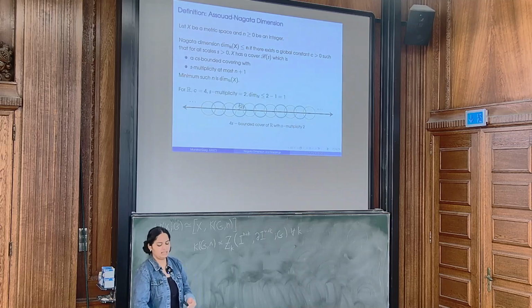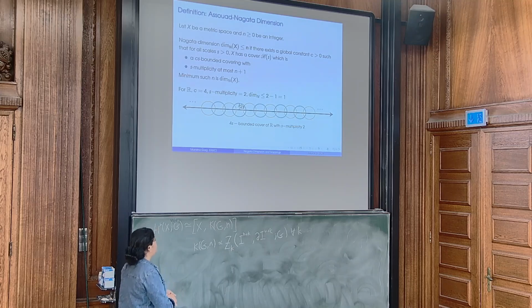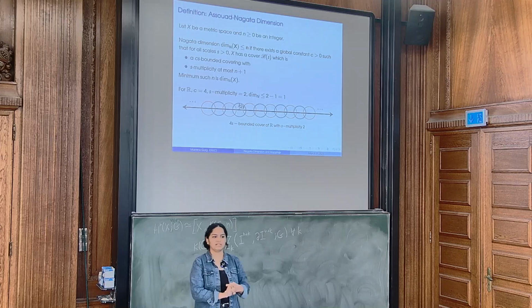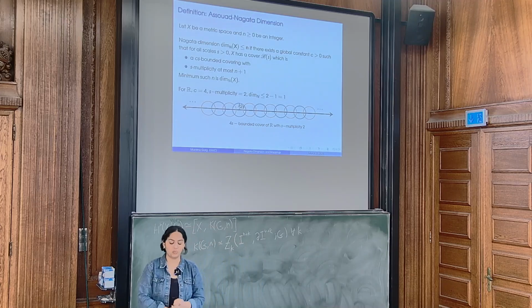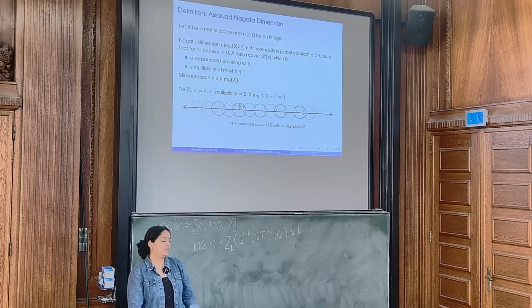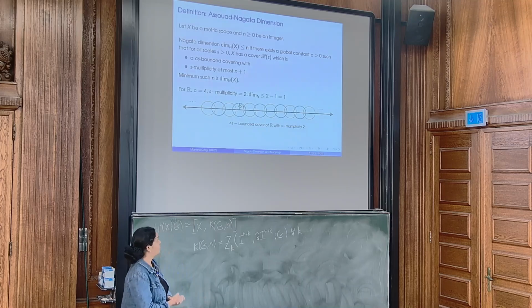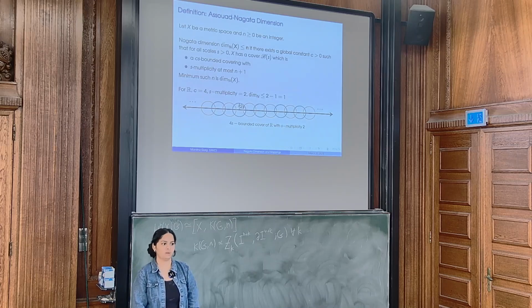Going back to the example of the real line, we found a 4S bounded cover with S multiplicity 2. So Assouad-Nagata dimension is at most 1 for this space. This is the upper bound. It is generally a hard part to evaluate the lower bound as well. But for the real line, Assouad-Nagata dimension is 1 as well.